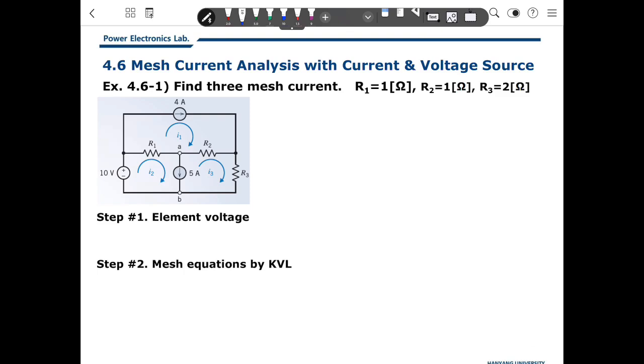So it looks like there are 3 mesh currents here. There are 3 meshes: first I1, second I2, and third I3. We can define in the problem the resistances given here: R1 is 1, R2 is 1, and R3 is 2.